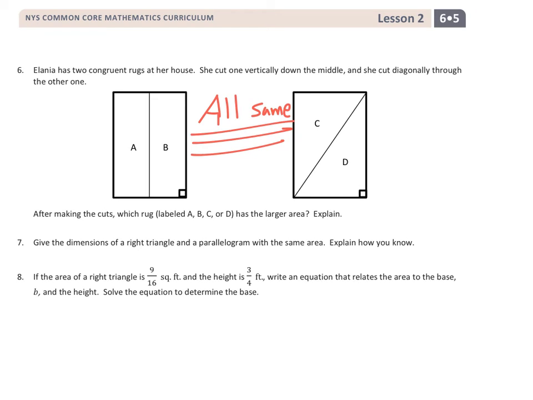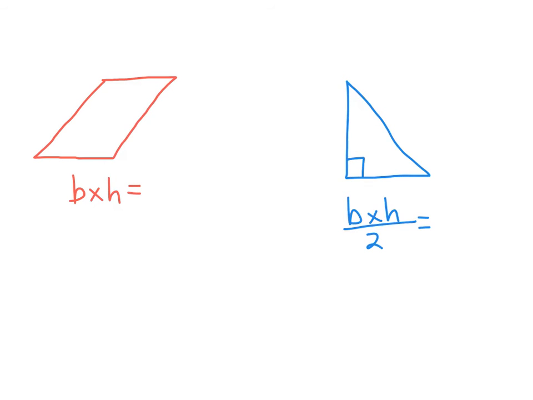For number 7, I'm going to zoom in right over here and make the question disappear. And then I'll talk about how to give dimensions of a right triangle and a parallelogram with the same area. So this question really becomes quite simple when you simply write out the formulas, right? Parallelogram is base times height, and base times height divided by 2 is for the area of a right triangle. So just pick a number that both of those equal. So I'm just going to choose 10. Make it nice and easy. And now I just plug in numbers that work.